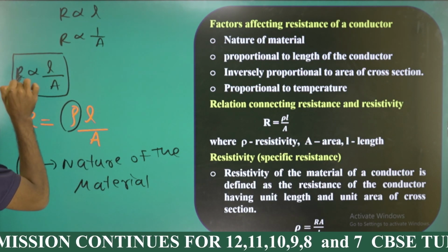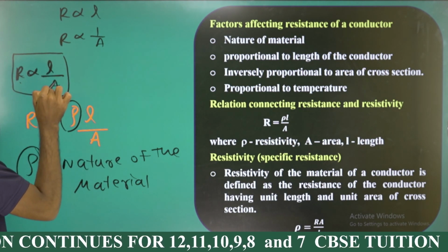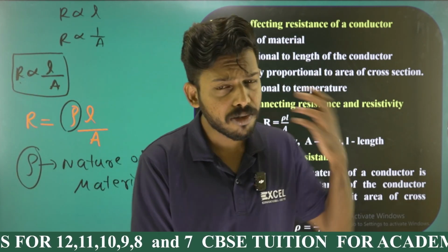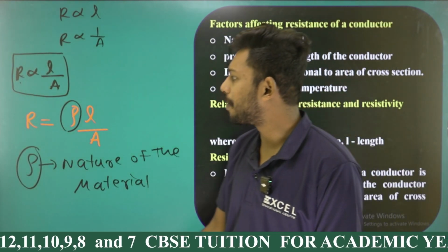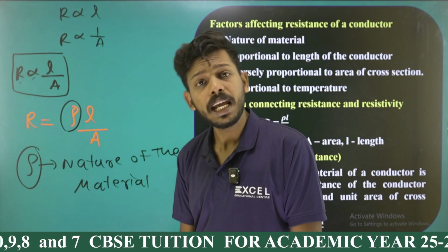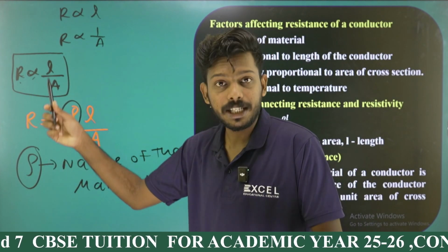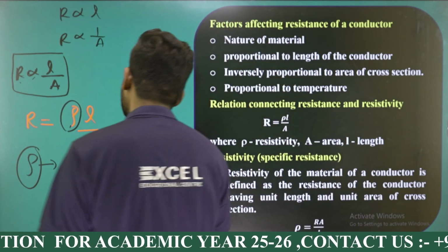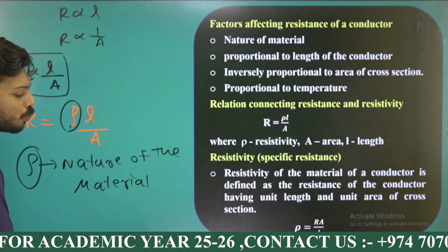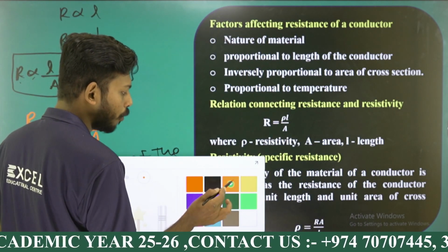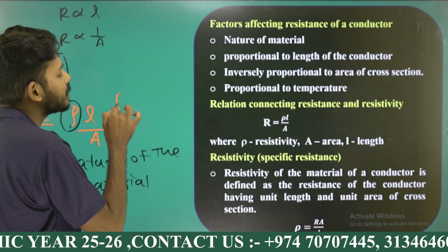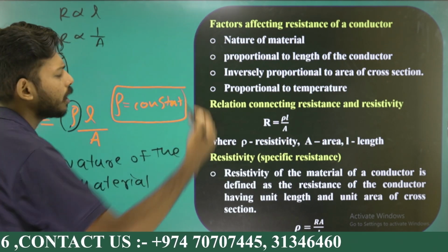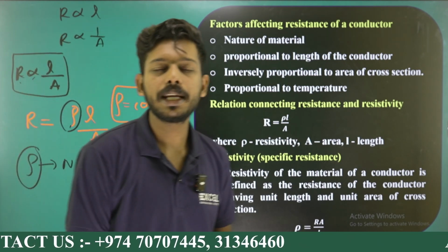There is one more thing you should know. Here R is directly proportional to L by A. We have to introduce some kind of constant to make this proportionality an equation. So rho is introduced as a constant, and that is a very, very important point. Understand this: rho is a constant.